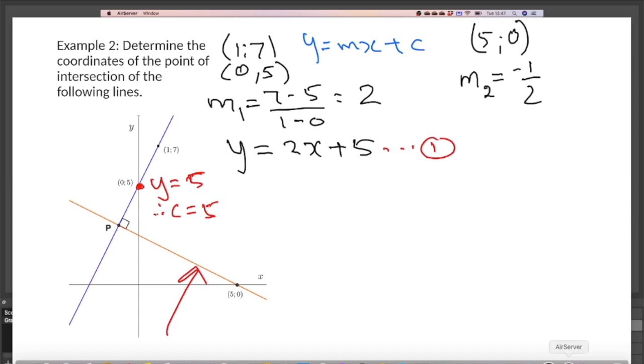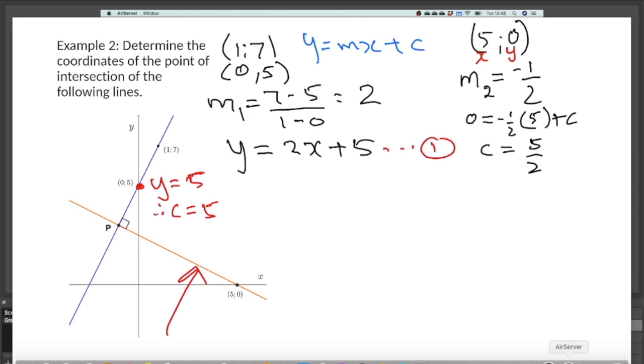So we need to work out c here. Now to find c, I'm going to use y equals mx plus c again. And for x, I'm putting 5, and for y, we're putting 0. So that will give us 0 is equal to m, which is minus 1 over 2, multiplied by x, where x is 5, plus c. If you solve that for c, you should get 5 over 2.